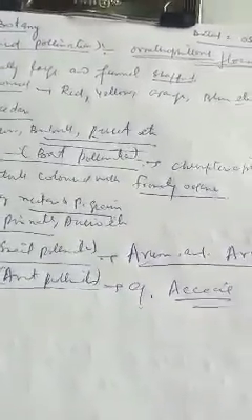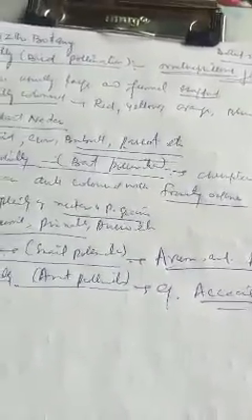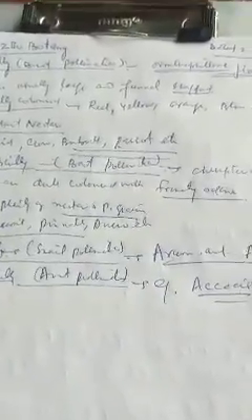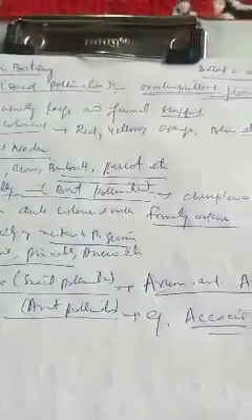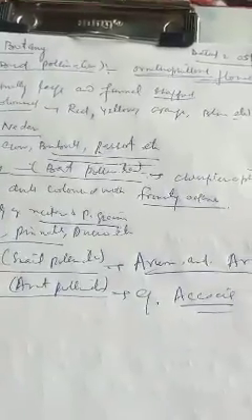This is all about the types of pollination in flowering plants on the basis of the agency which takes part in pollination.